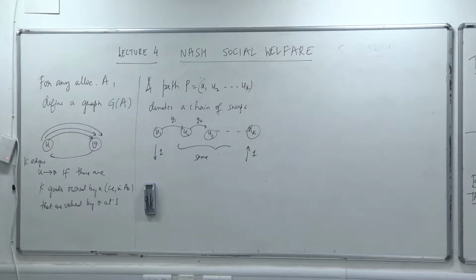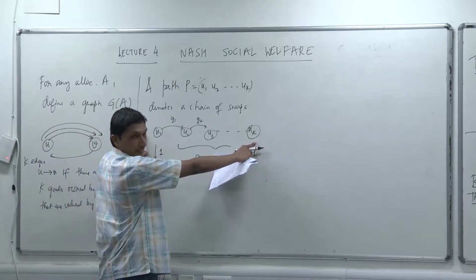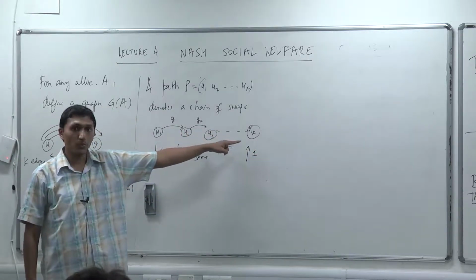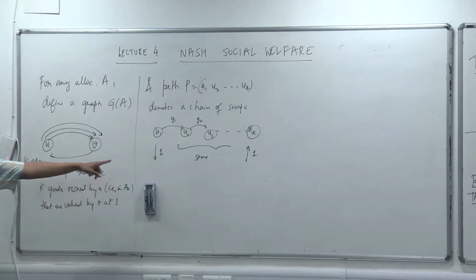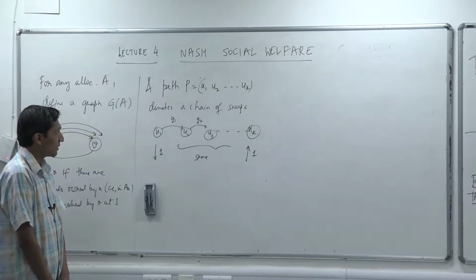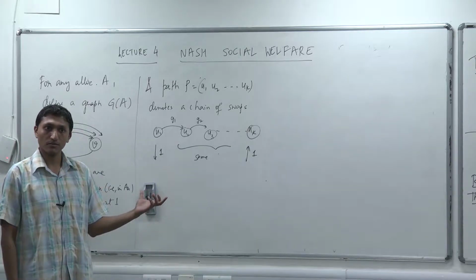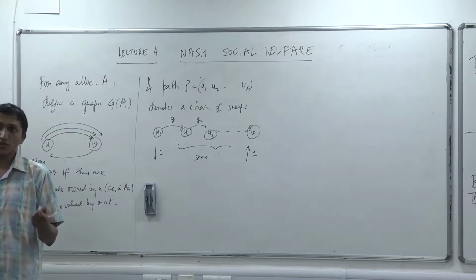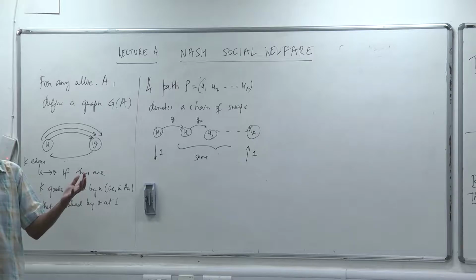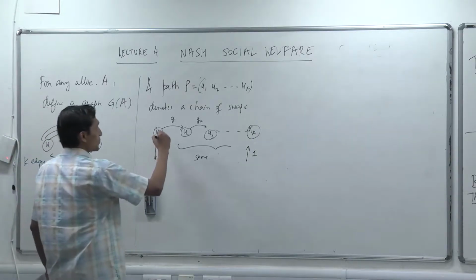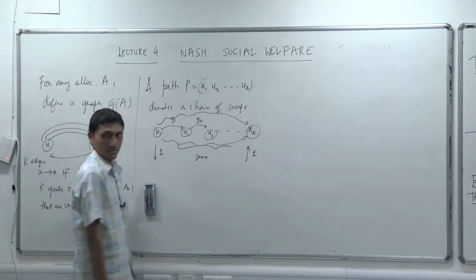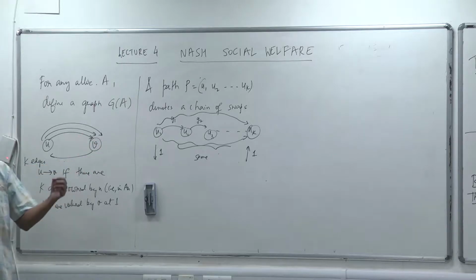And come to think of it, there's nothing special about this path. As long as the start and end points are fixed, any path between U1 and UK in this graph is going to have the same effect, no matter what path I choose. So instead of searching over paths, I can search over pairs of agents. If path is my currency of local improvement, I haven't proved that to you, but let's say it is, then it does not matter which path I choose, as long as I fix the start and end points. All I care about is how the utilities change, because that is what matters in the Nash social welfare objective.